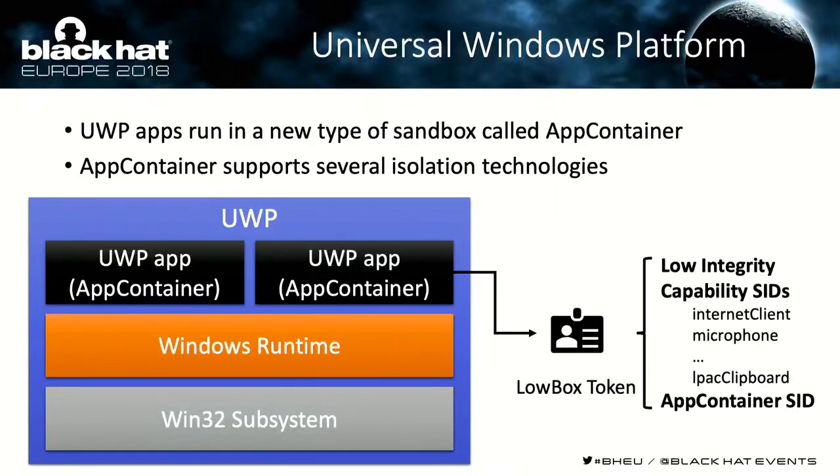The low box token was also introduced in Windows 8. It has three important logical members: integrity level, AppContainer SID, and capability SIDs. All UWP apps run at low integrity level and have a unique SID and a list of capabilities. Windows uses these members to determine if a UWP app has access to resources, such as internet, microphone, or clipboard.